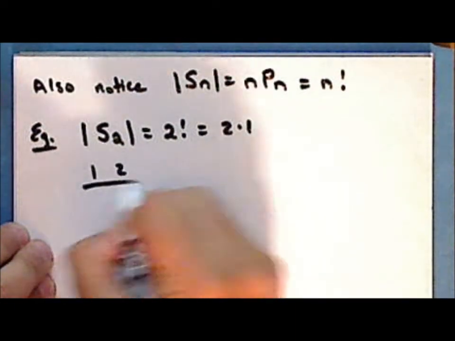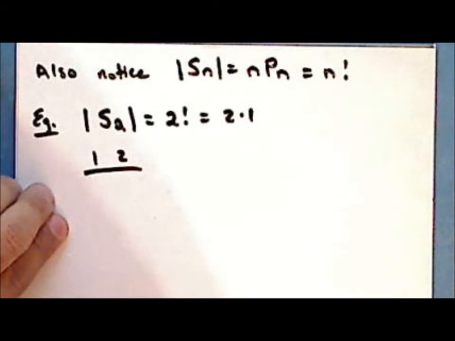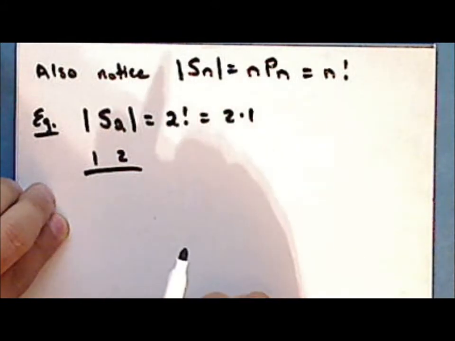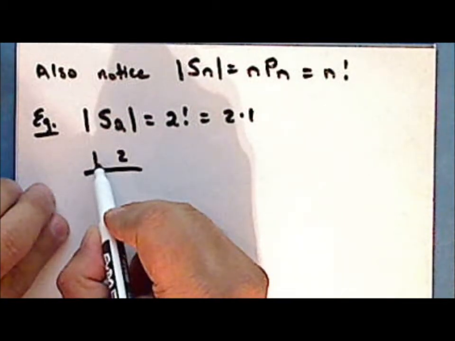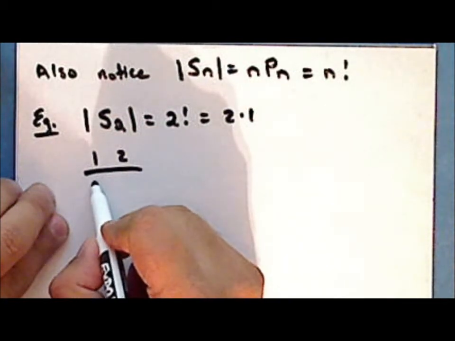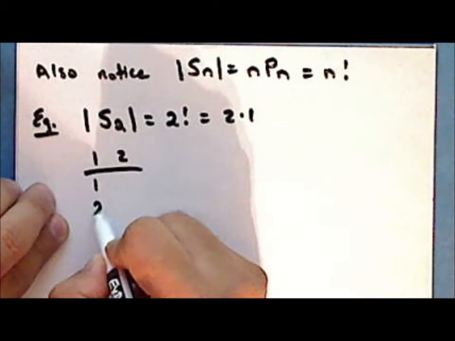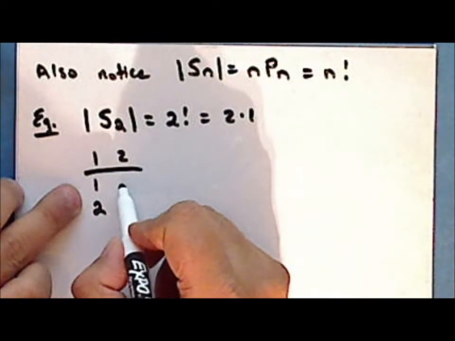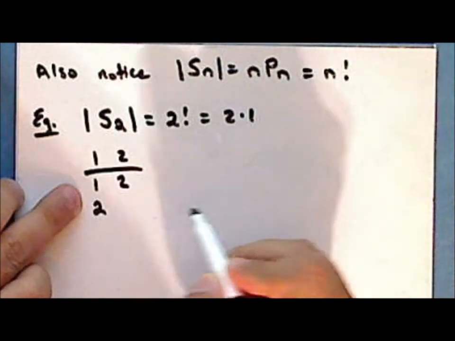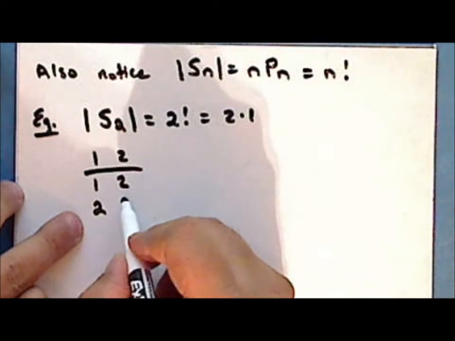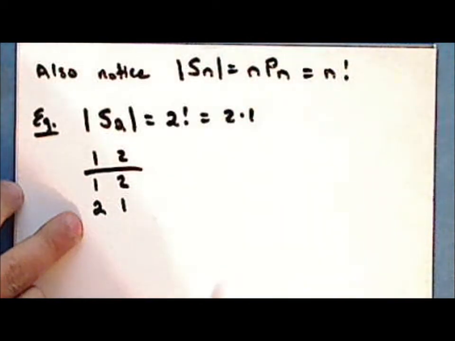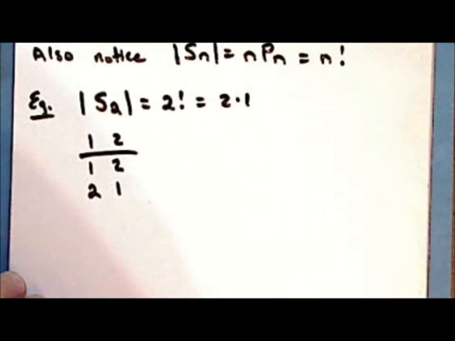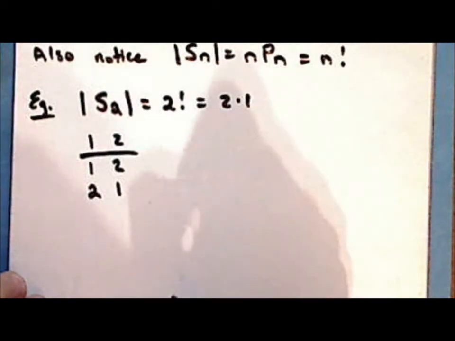So there are 2 ways to choose the first number, and 1 way to choose the second number once the choice of the first is made. And so the integer 1 can be mapped onto either the integer 1 or the integer 2. In the first map, 2 is mapped onto 2, and in the second map, 2 is mapped onto 1. And so there are 2 elements in the symmetric group on 2 letters.